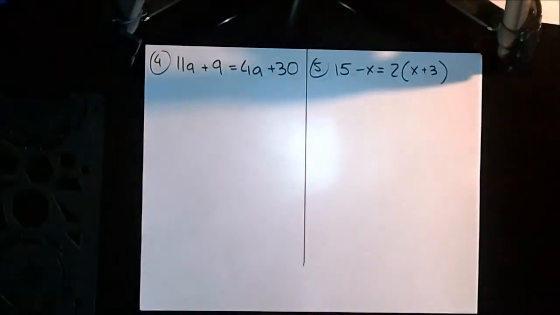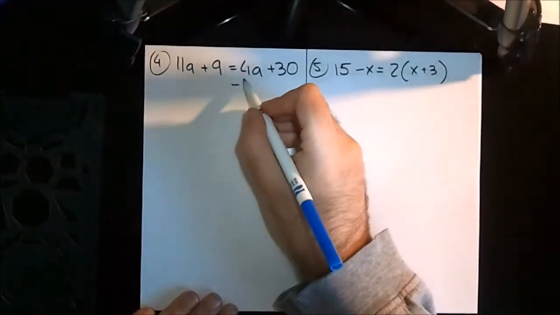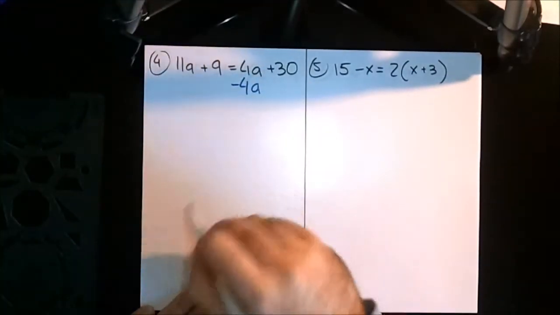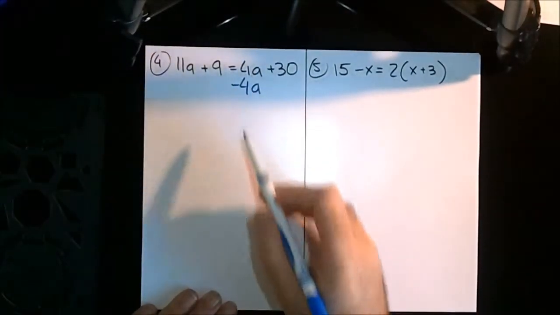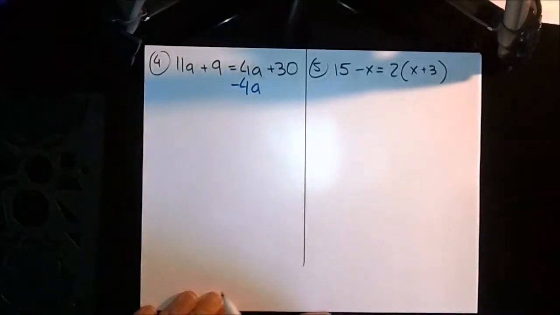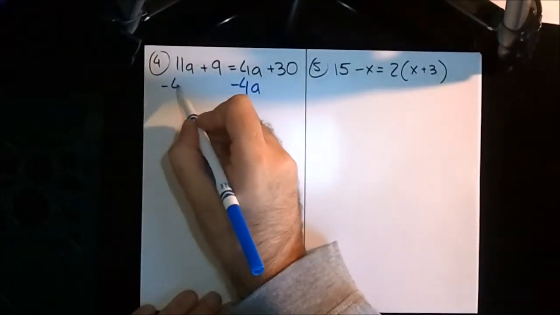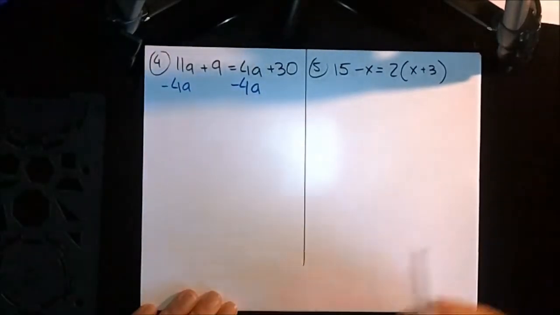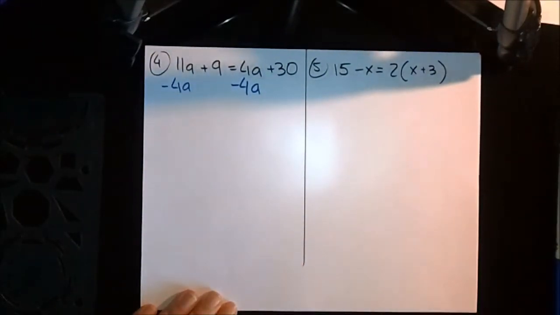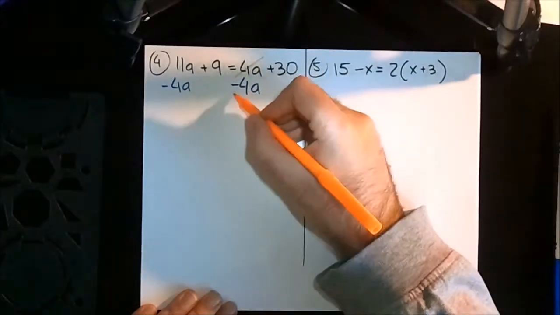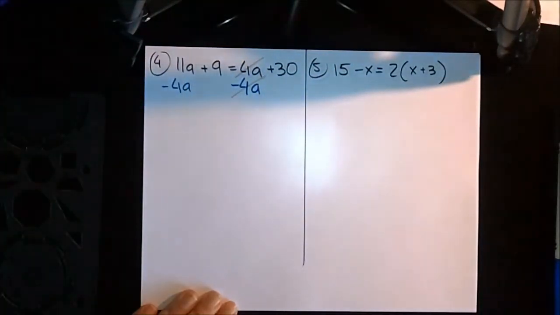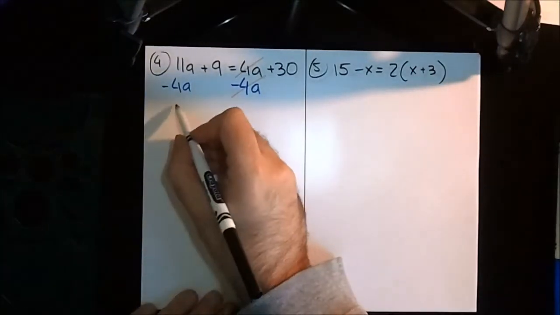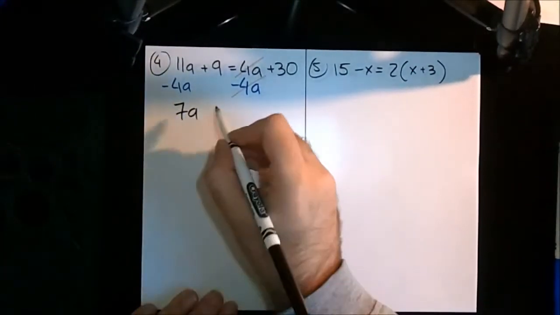How do I get rid of a 4a? I subtract 4a. And if this was a negative 4a, I would add 4a to both sides. But since this is a positive 4a, to get rid of a positive 4a, you've got to subtract 4a from both sides. And of course, I've got to do that on both sides of the equation. Here on the right side, that's gone. It's now a 0. On the left side, 11a minus 4a yields a positive 7a.